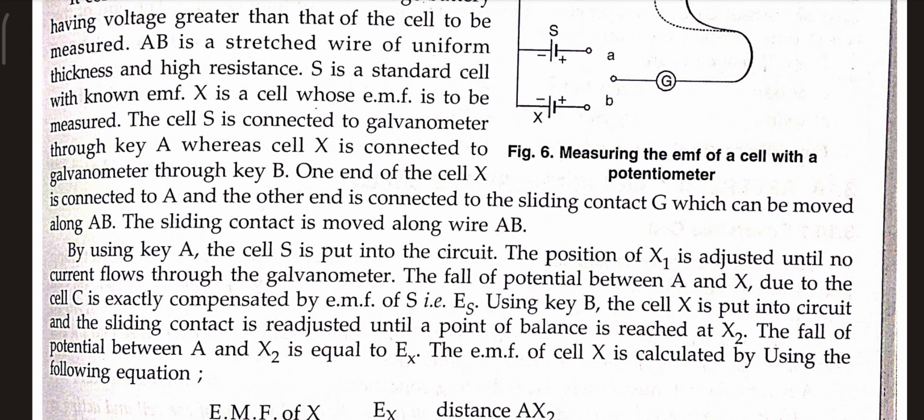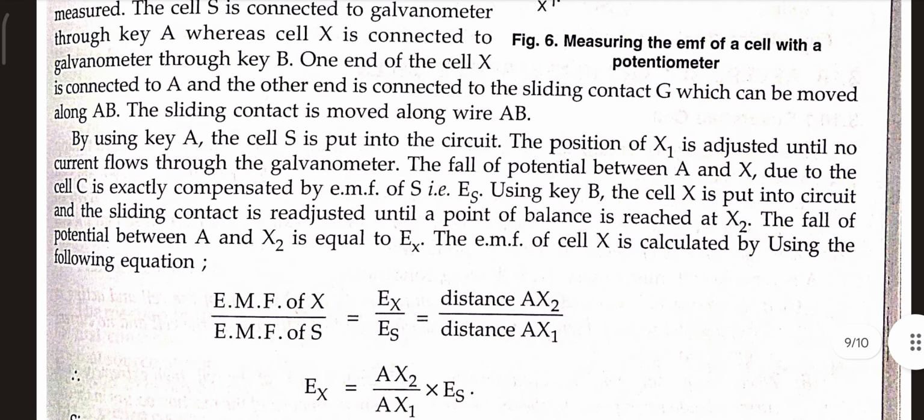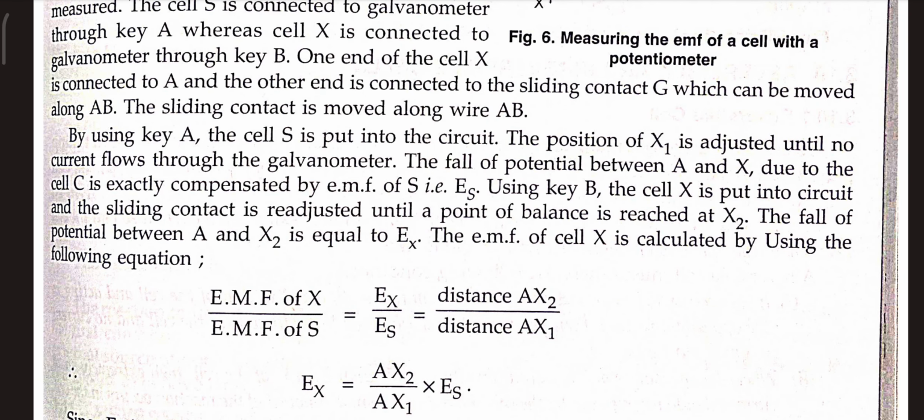The cell S is connected to the galvanometer through key A, whereas cell X is connected to the galvanometer through key B. One end of the cell X is connected to A, and the other end is connected to the sliding contact, which can be moved along AB. The sliding contact is moved along wire AB. By using key A, the cell S is put into circuit. The position of X1 is adjusted until no current flows through the galvanometer. The fall of potential between A and X1 due to the cell C is exactly compensated by the EMF of S.